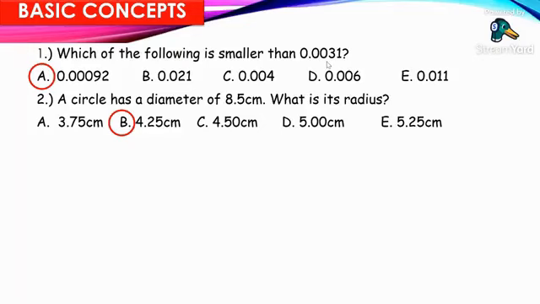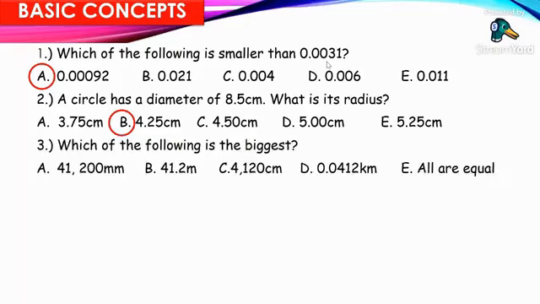Okay, let's have units naman sa number 3. Units of measure. Which of the following is the biggest? 41,200 millimeters, 41.2 meters, 4,120 centimeters, or 0.0412 kilometers, or letter E, all are equal. Okay, thank you, Sir Michael. Diameter is twice the radius. So radius is half the diameter.